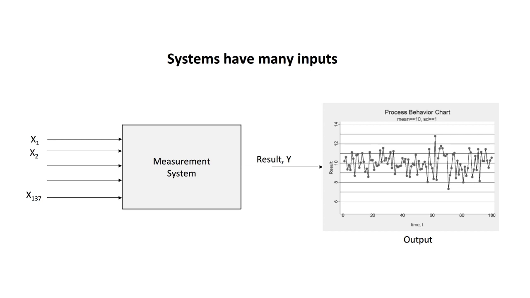So going back to our system diagram, we see that the system has lots of inputs. In fact, here we have 137. Nobody's ever going to be able to understand how each of these 137 inputs affects the output. This is clearly impossible. So what are we going to do?